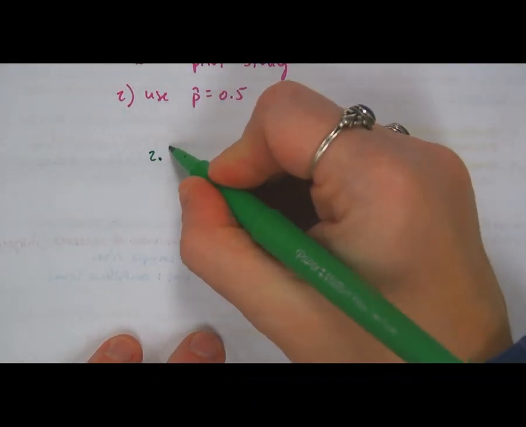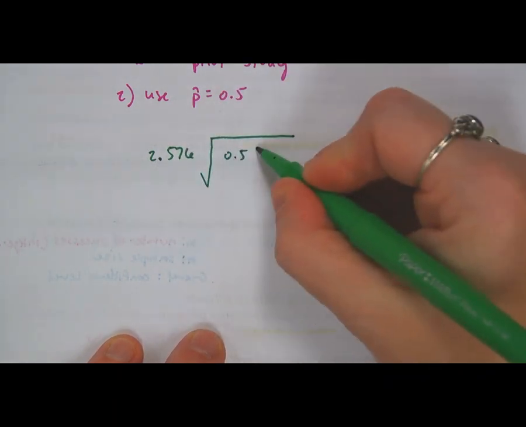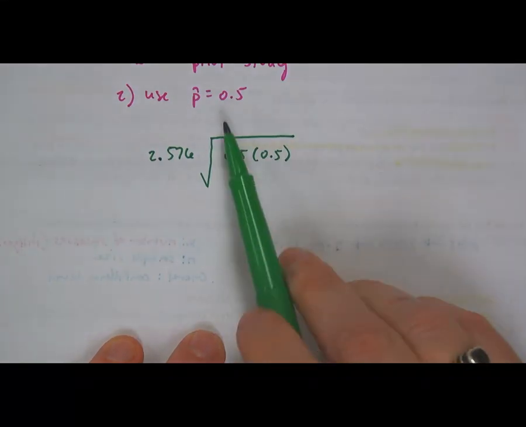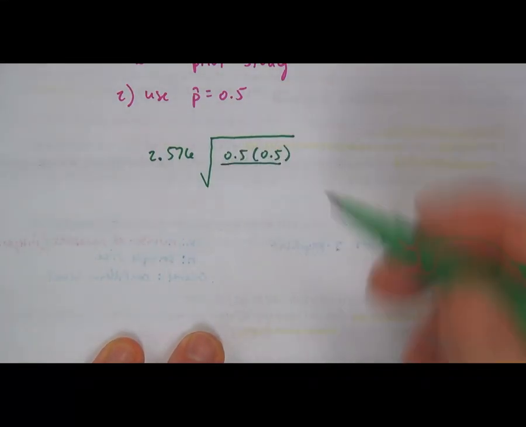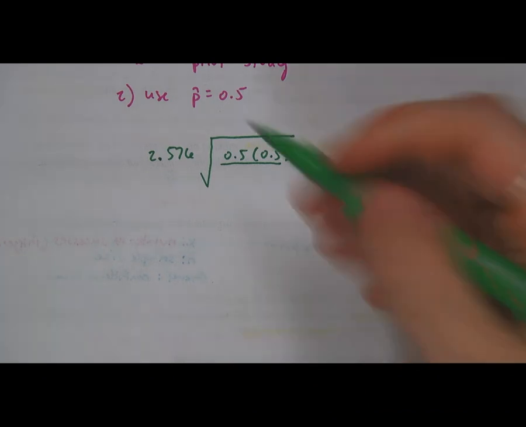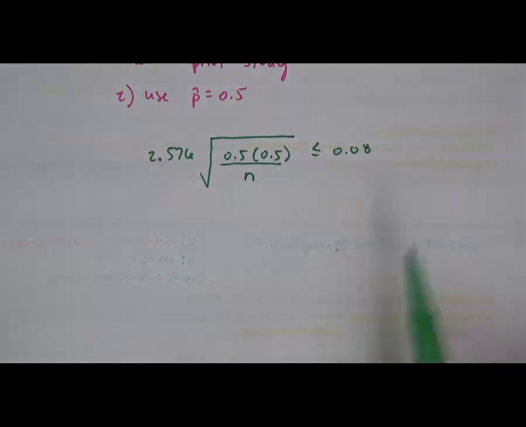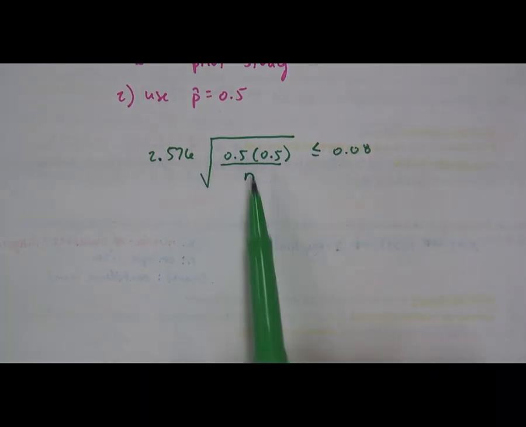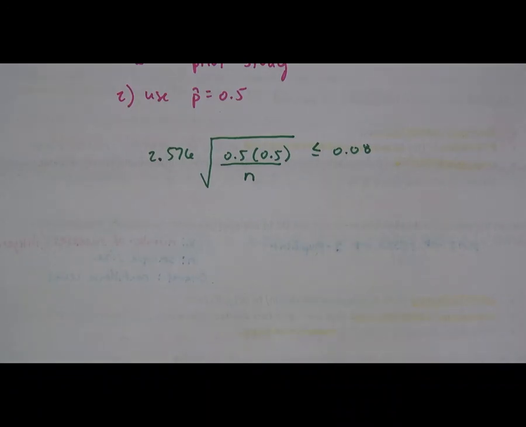It's going to require some algebra skills. We've got 2.576 times the square root of p-hat, and since it didn't give us one, we're always going to plug in 0.5 when we're not given a value for p-hat, unless it says there's a previous study or pilot study and it gives us a proportion, over n. We're figuring out what sample size we would need to have a margin of error of at most, which means less than or equal to, 0.08.